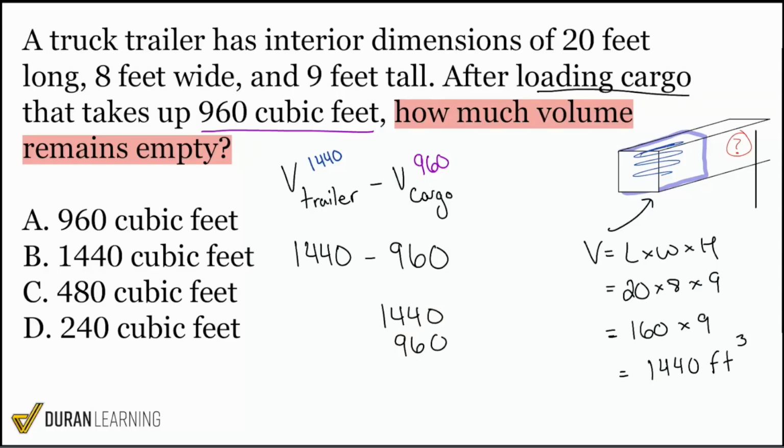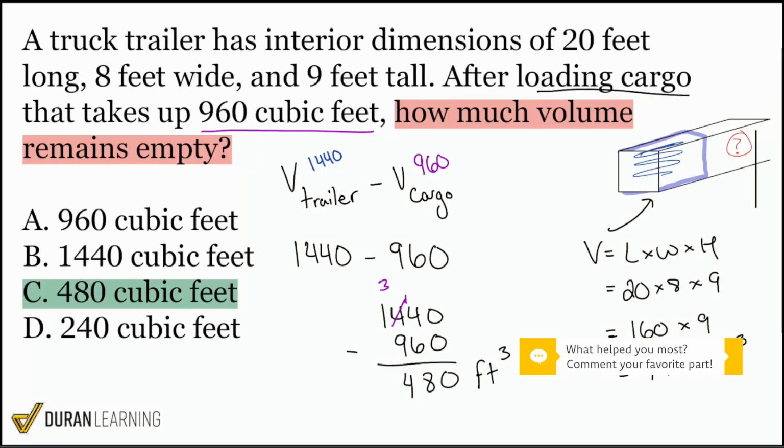1,440 minus 960. Subtract. That's a 0. Then we'll borrow right there. 14 minus 6 gives us 8. Then 13 minus 9 gives us 4. And that is the difference in the volume, everybody. That is the answer, 480 cubic feet, which makes it answer choice C. And there we go, everybody. This was a problem where volume was involved, but it wasn't the only thing we had to do. We had to subtract, and that's how we got it.